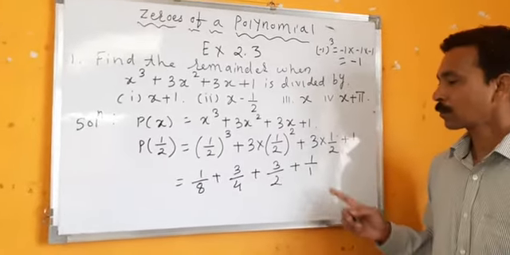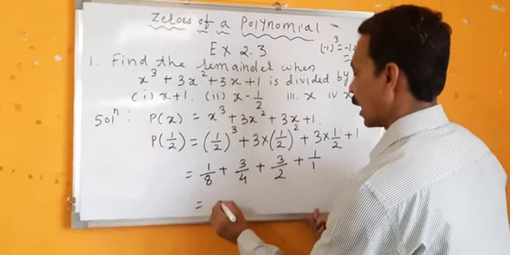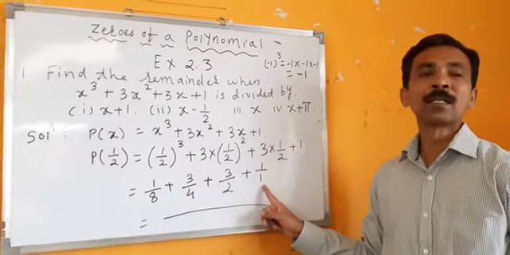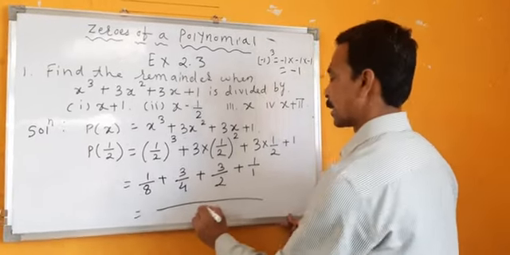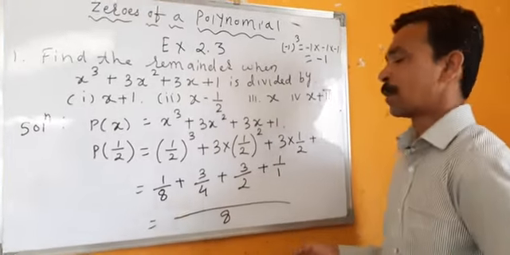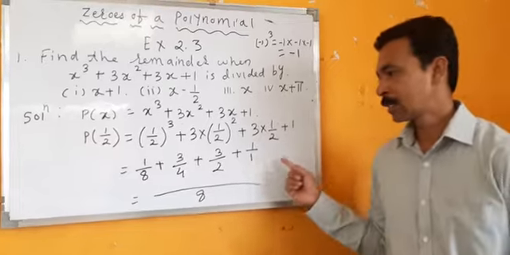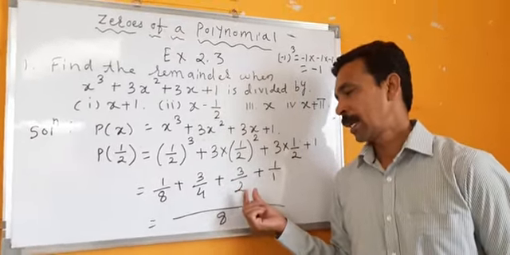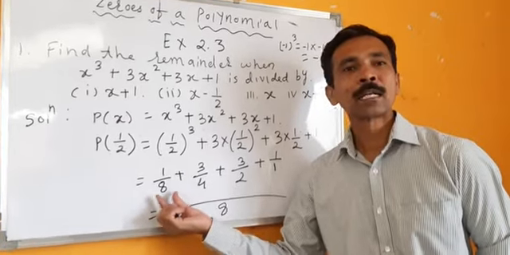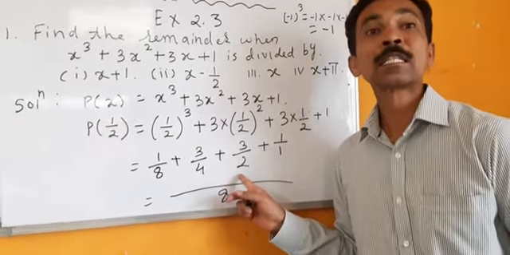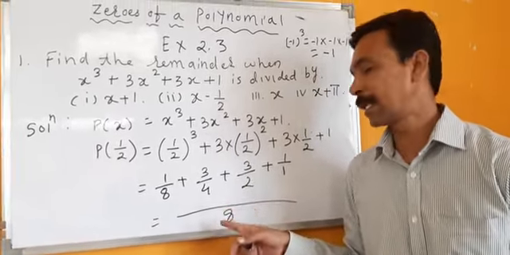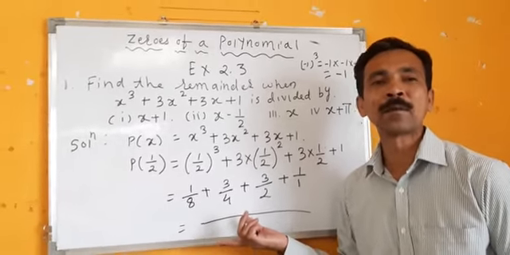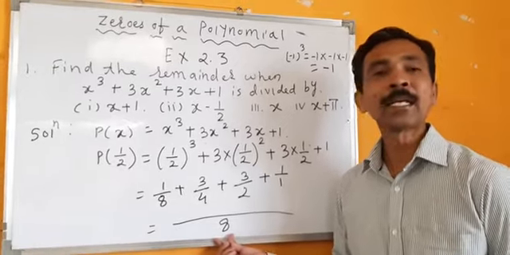Now I take the LCM. What is the LCM of 8, 4, 2 and 1? It is 8. When you see denominators like 2, 4, 8, and the bigger number comes in the table of the smaller numbers, then the LCM is the biggest number. I think you know how to find the LCM, right? So 8 is the LCM.